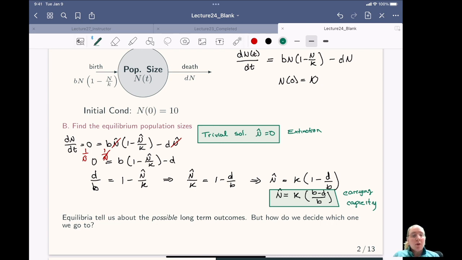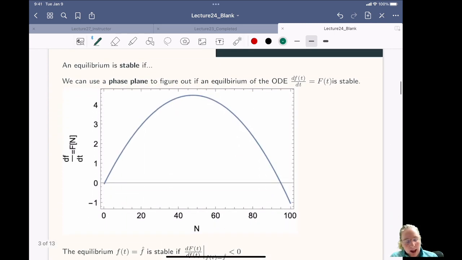All right, but we have 2 possible outcomes. Which outcome actually happens? Well, in order to figure this out, we have to look at the stability of the system. All right, in order to find the stability, you're going to use something called a phase plane.